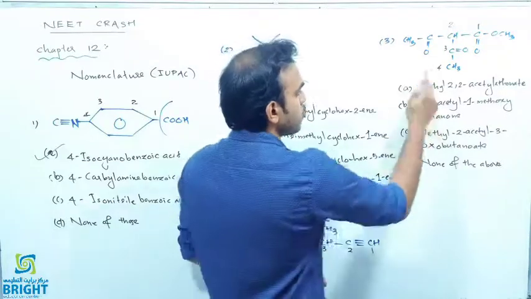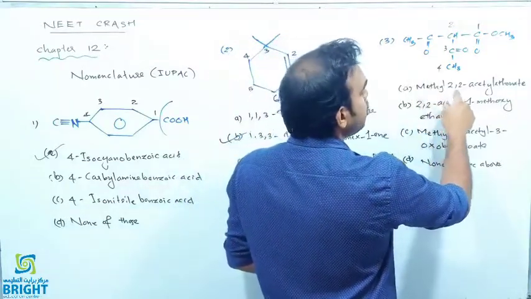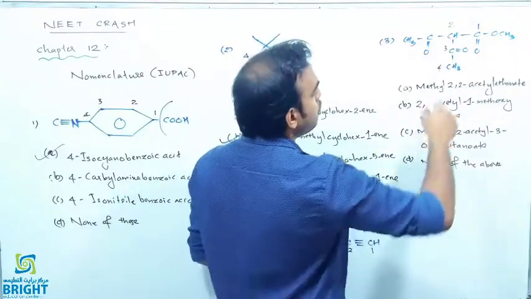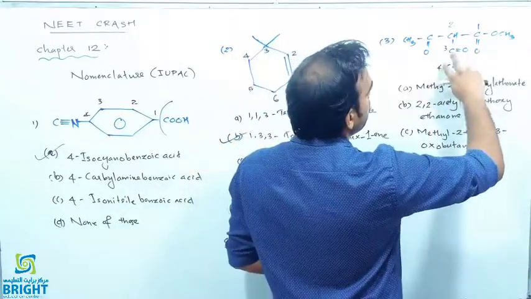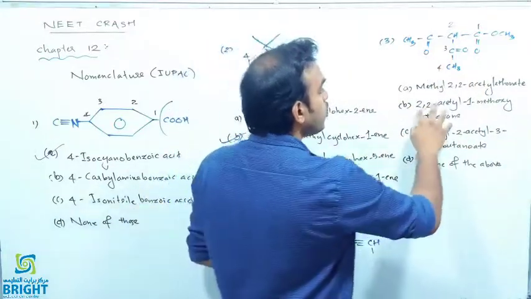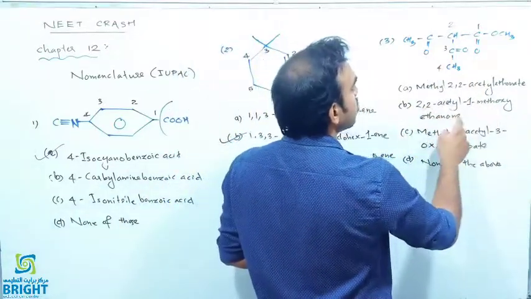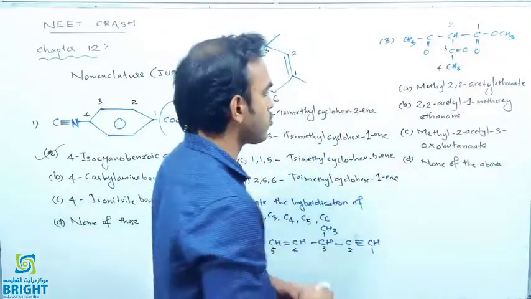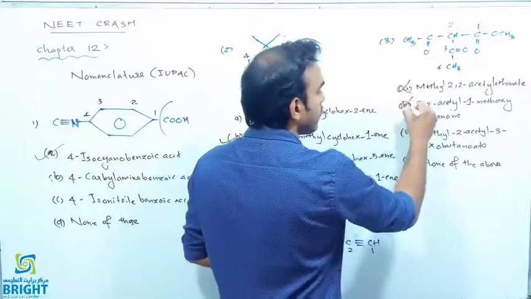So given the first one, methyl 2,2 acetyl ethanoate. Where is methyl 2,2? There is nothing like that, so it will be false. Second one, 2,2-acetyl 1-methoxyethanate, which will be methoxy. There is nothing methoxy here, so it will also be wrong. So the first one will be wrong, the second one will be wrong.